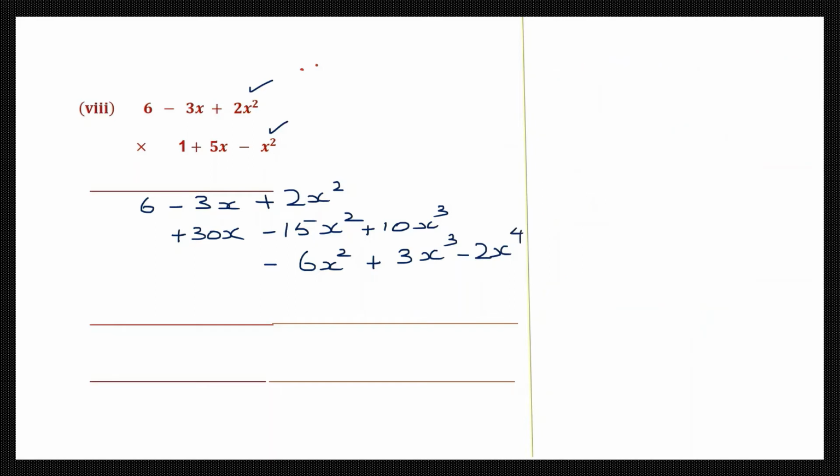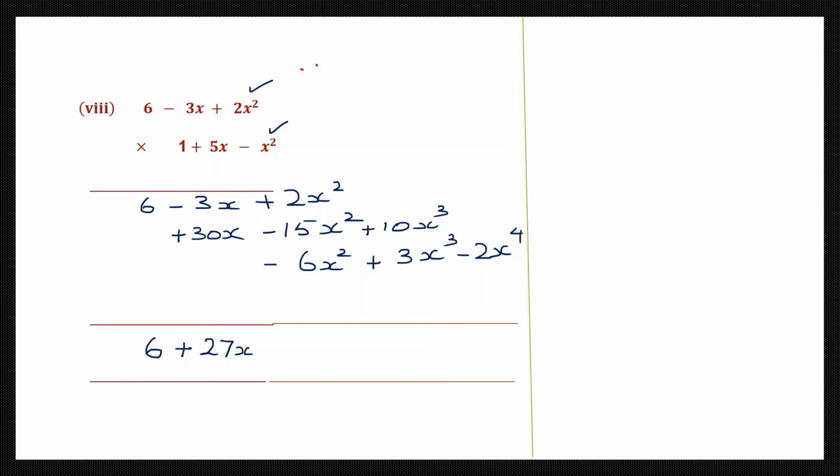Now let's work out. Now starting with 6, this is 6. We'll go to the x column. There are only two terms. We can do it here itself. Signs are different. Put the sign of the bigger number and subtract. 30 minus 3 will be 27x.